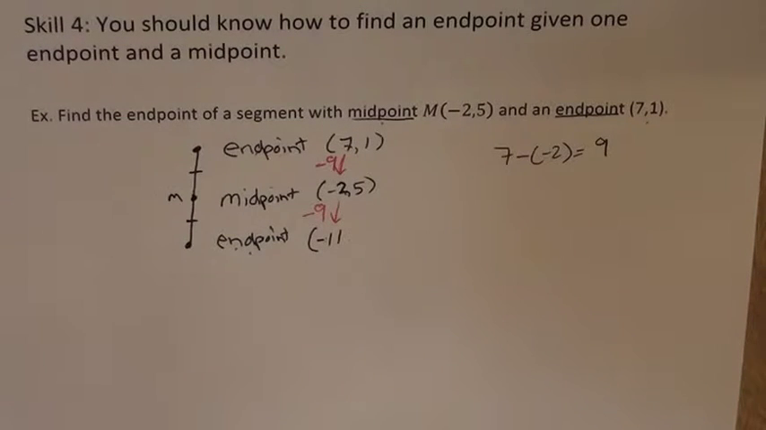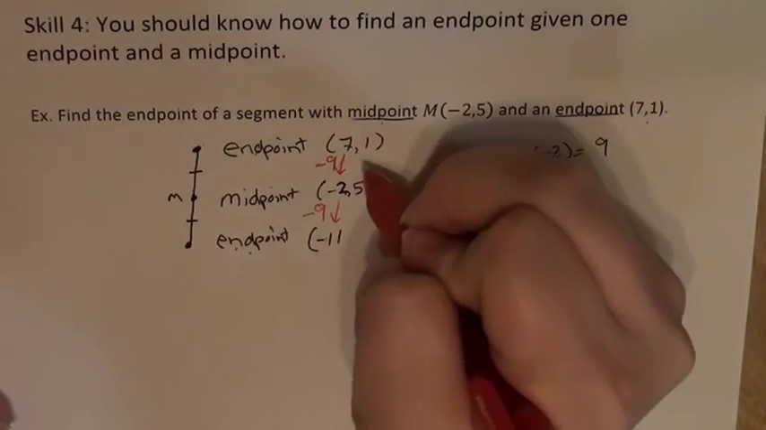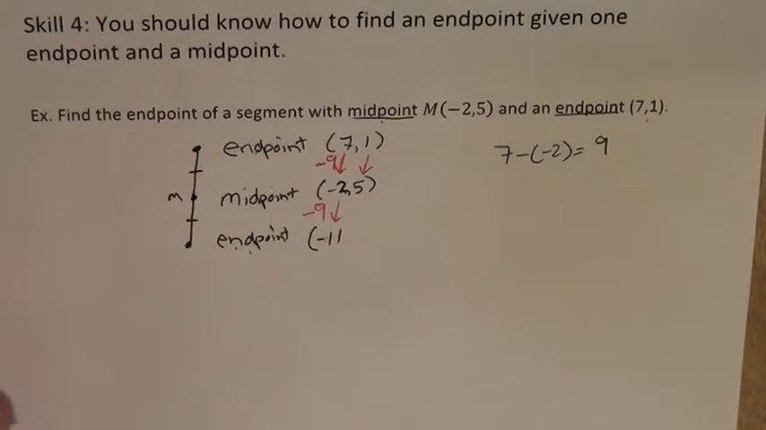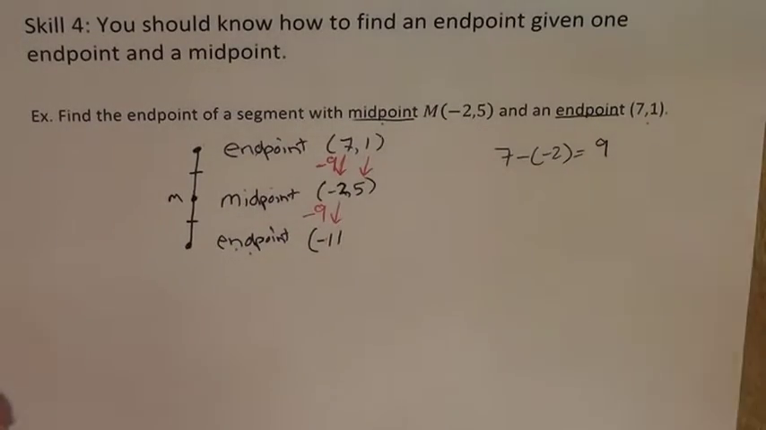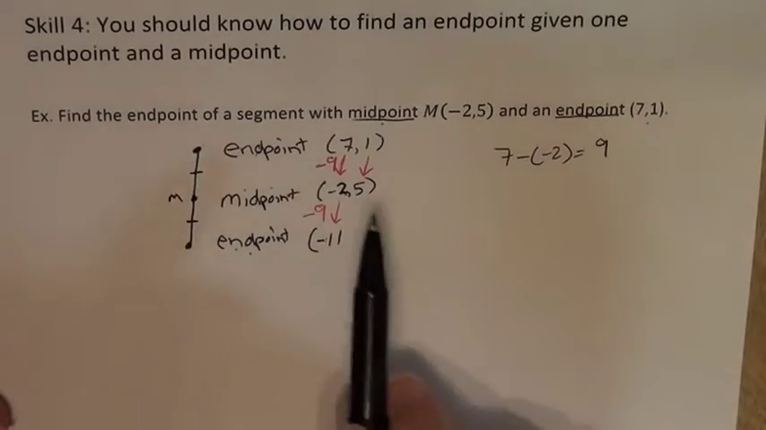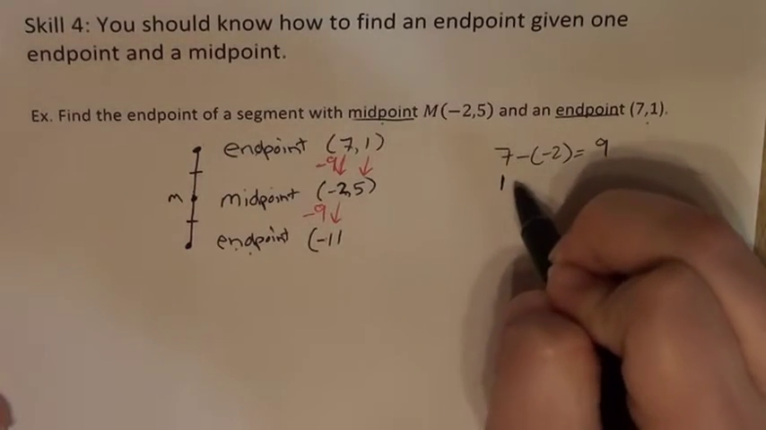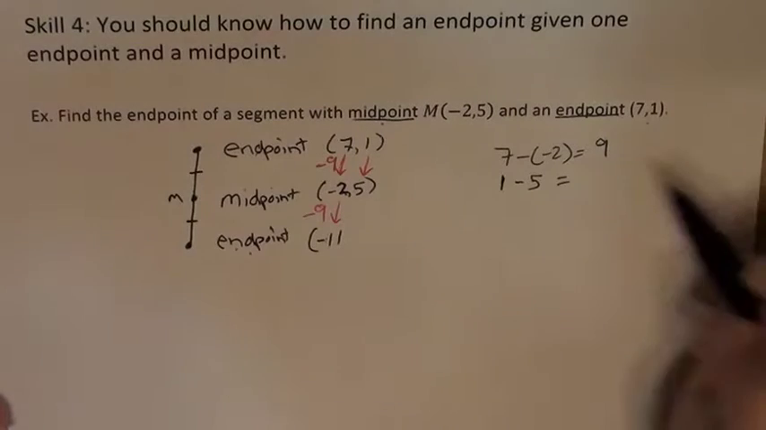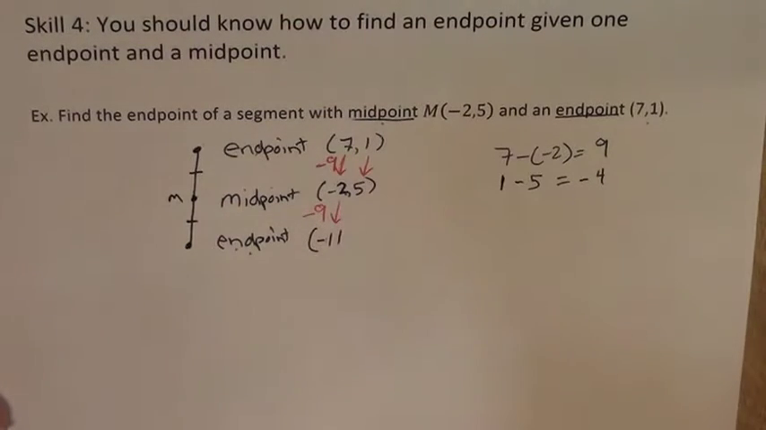Now we do the same thing for the y values. The distance between 1 and 5. Well, distance has to be positive, and we need to subtract. So you have a couple of options. You can do 1 minus 5. But 1 minus 5 is actually -4. We need that number to be positive.